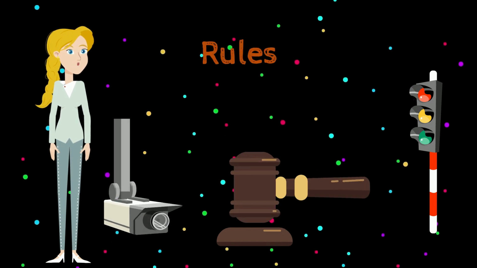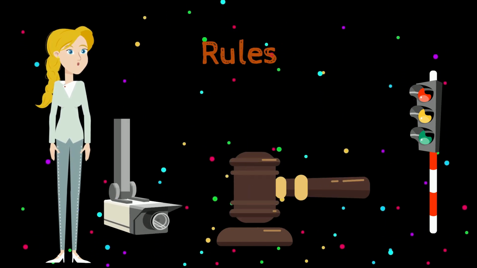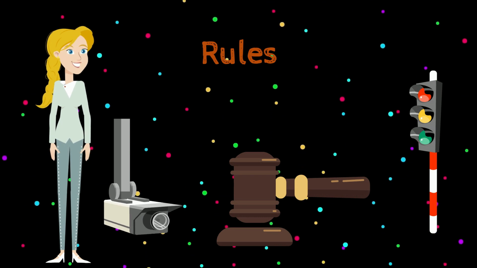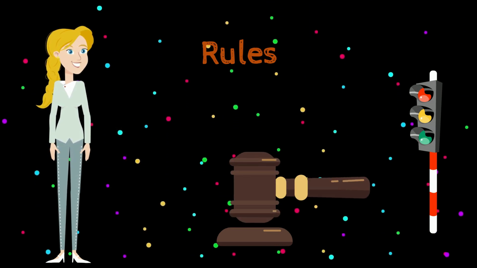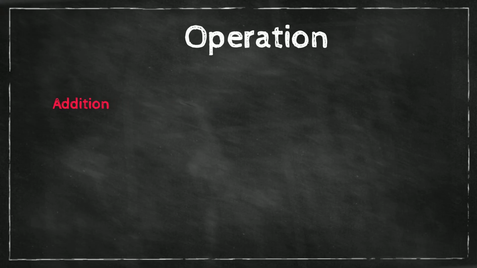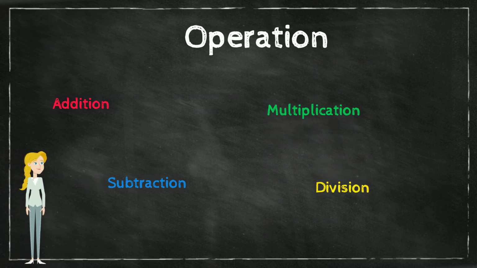You might wonder what that means. Well, it's basically a set of rules to help us figure out which operation we should do first when we have more than one in a question. And by operation we mean addition, subtraction, multiplication and division.